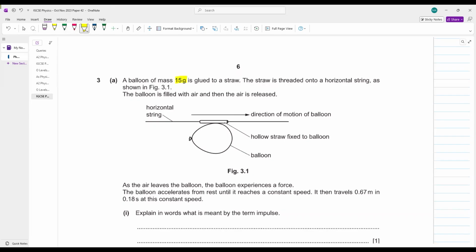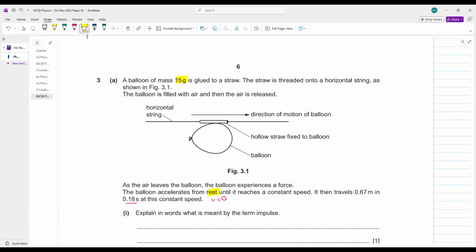Let's highlight this. The balloon is filled with air and then the air is released. Okay. What has been done to the balloon? It is filled with air and then the air is released. As the air leaves, the balloon experiences a force. The balloon accelerates from rest, so your initial velocity is zero, until it reaches a constant speed. It then travels 0.67 meters in 0.18 seconds at constant speed.